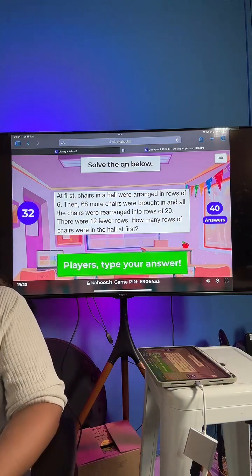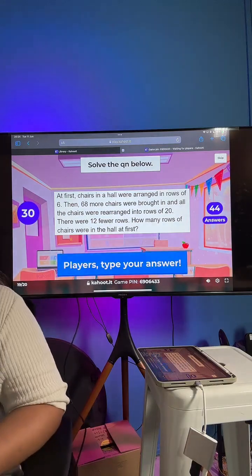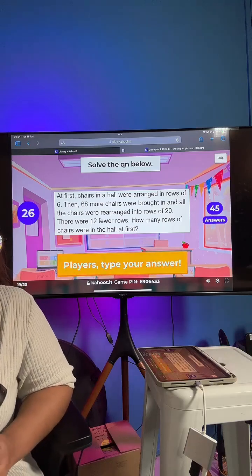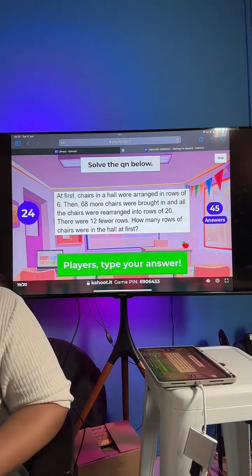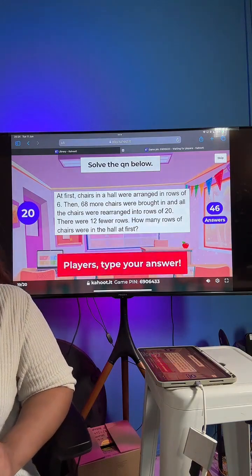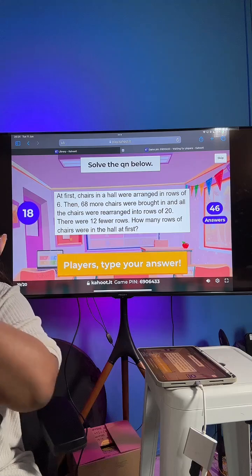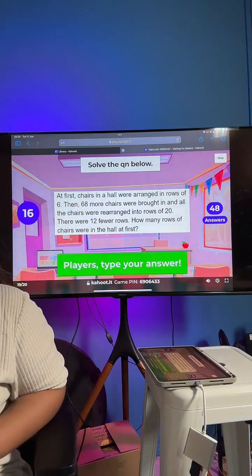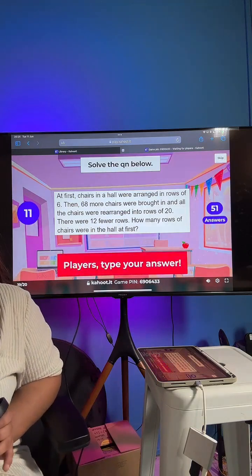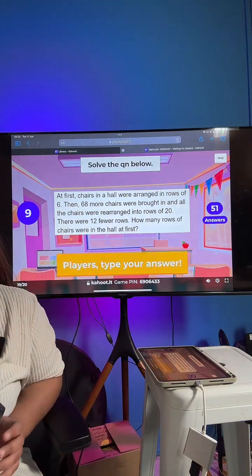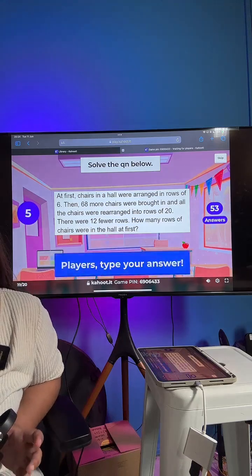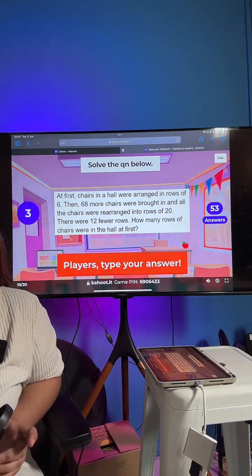Viveda, excellent job. So proud of you. More and more people getting it right now. Excellent job. Okay, final 20 seconds. This actually appeared in a prelim paper. Okay, this appeared in a prelim paper. Ashraf, you got it.